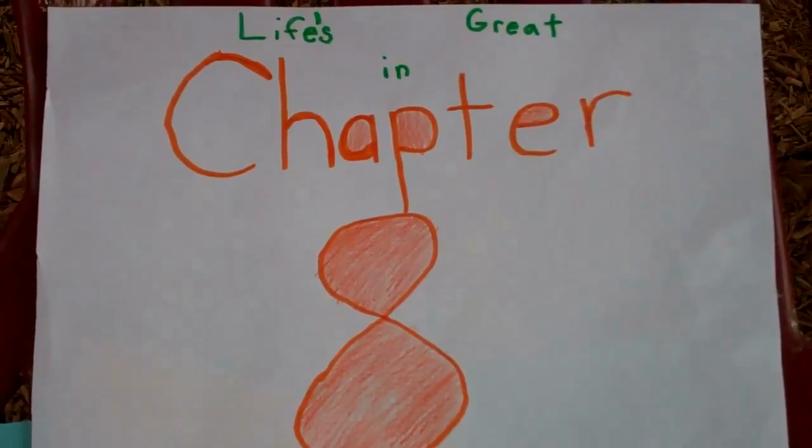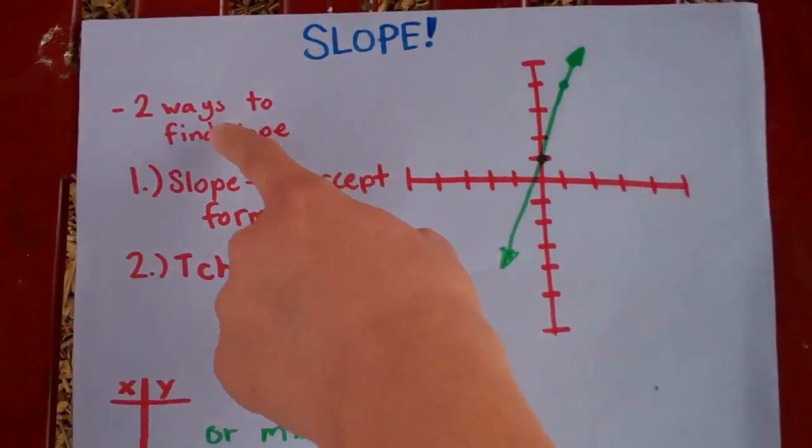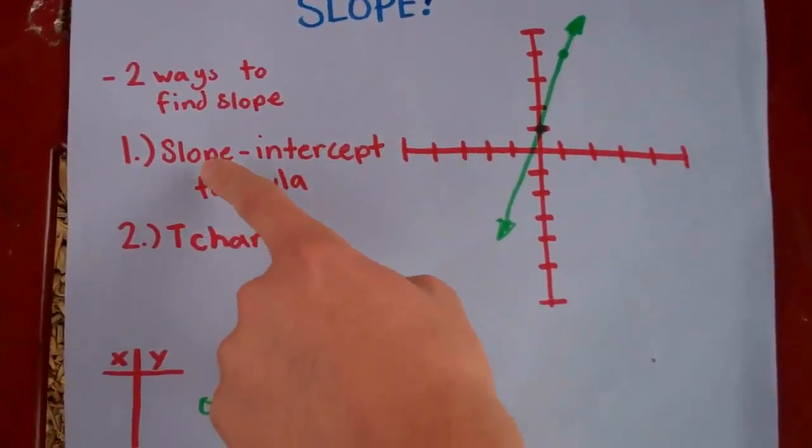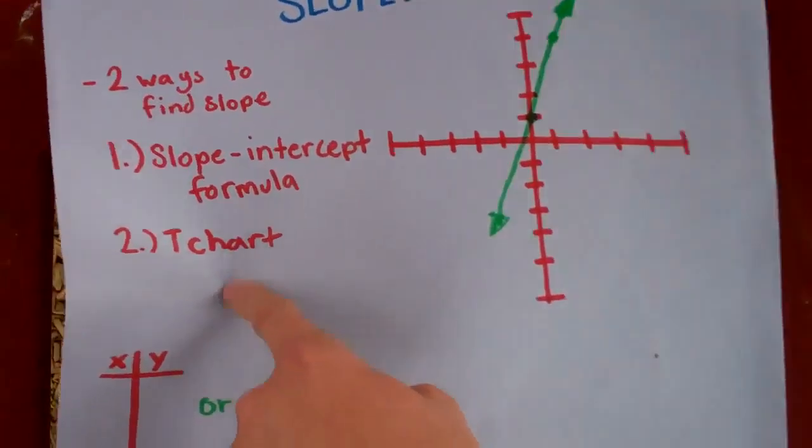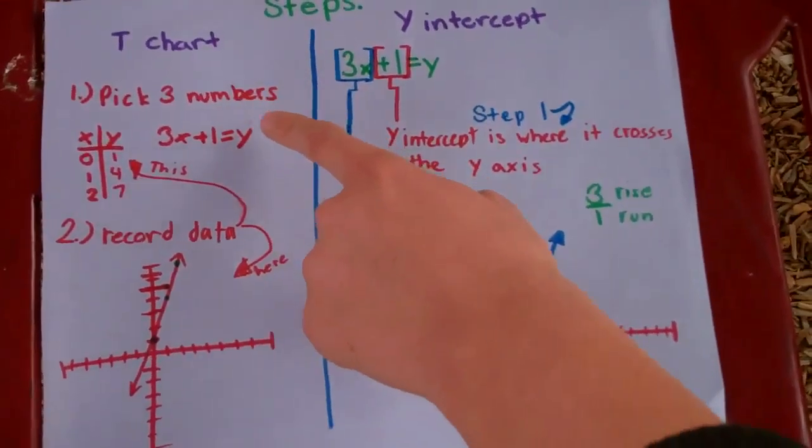Life is great in Chapter 8. Slope. There are two ways to find slope. One is the slope-intercept formula, and two is the t-chart. First is the t-chart method.